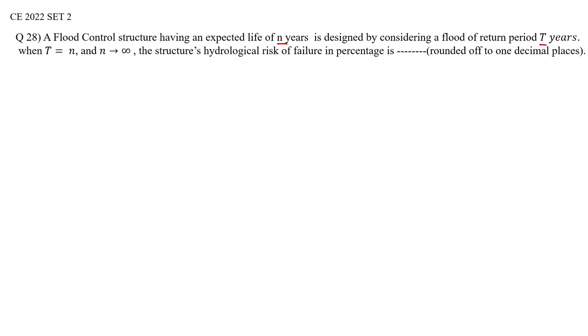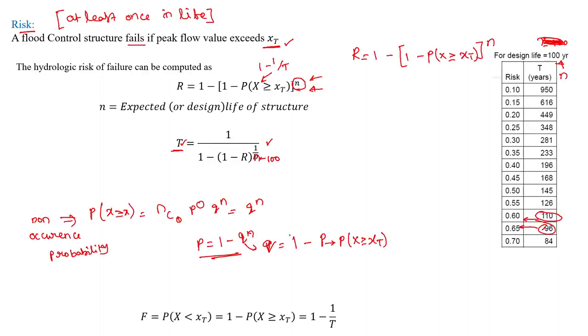Observe this particular point in the table: when t equals 100, corresponding to a design life of n equal to 100 years, how much value do you observe? 0.63. And when n equals 100 and t equals 96, how much do we observe? 0.6. Just keep these two values in mind.